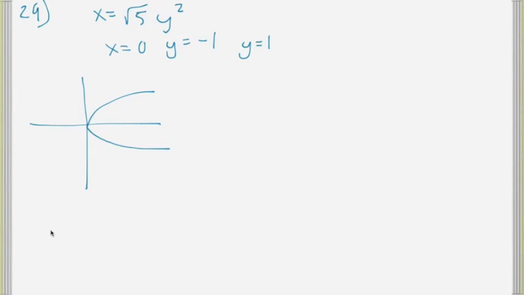Then we're bounding that by x equals 0, y equals -1 and 1, and this curve. So that's the shape we have. And we're going to revolve that around our y-axis so we get like an hourglass.